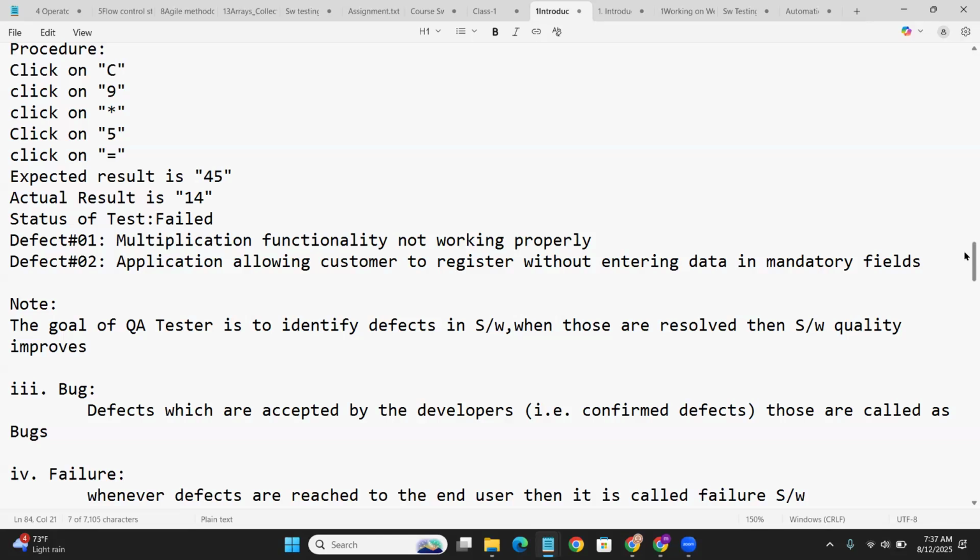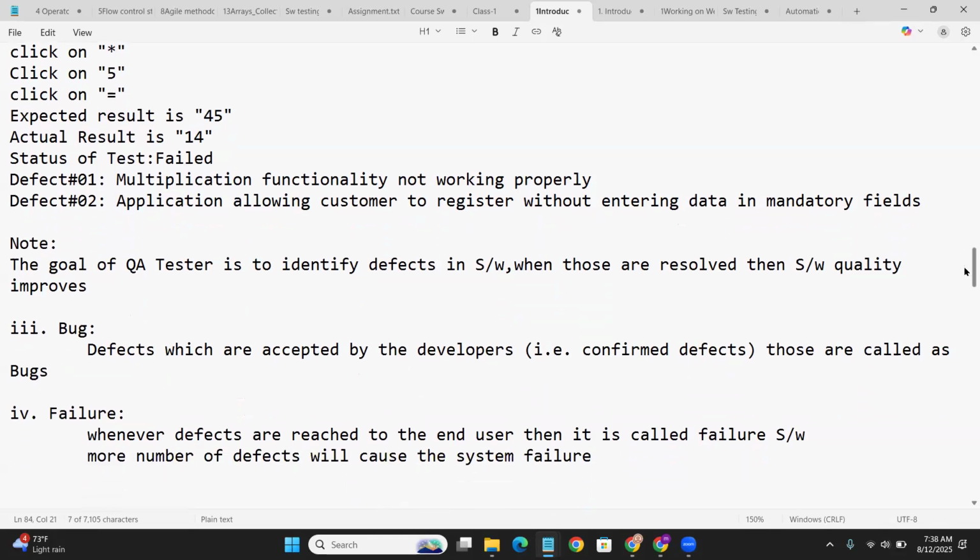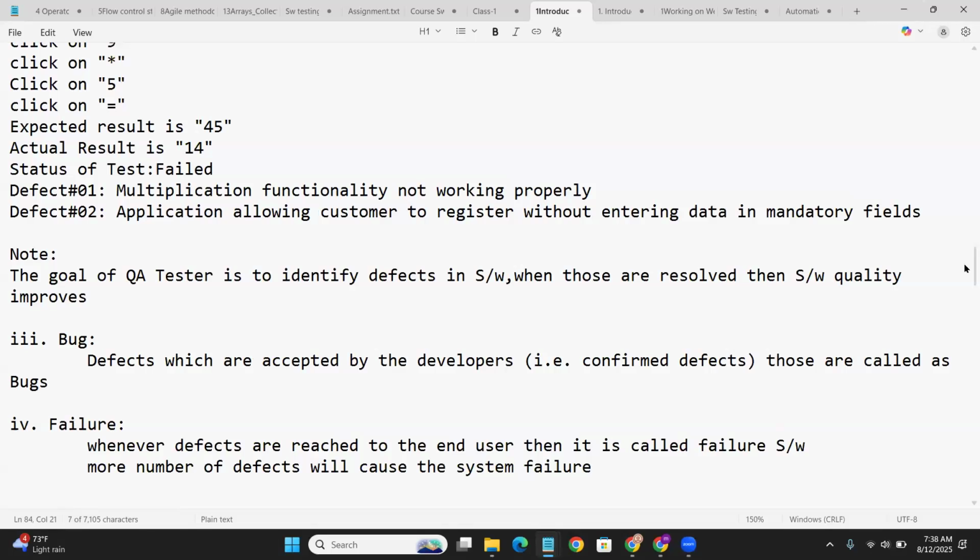When the majority of the business transactions cannot be performed, then it is called failure software. The failure is related to the whole system. More defects will cause the system failure. So whenever defects reach the end user, then it is called failure software.